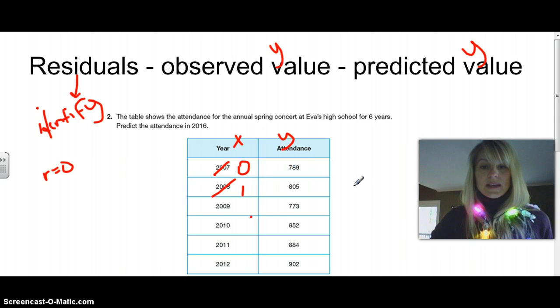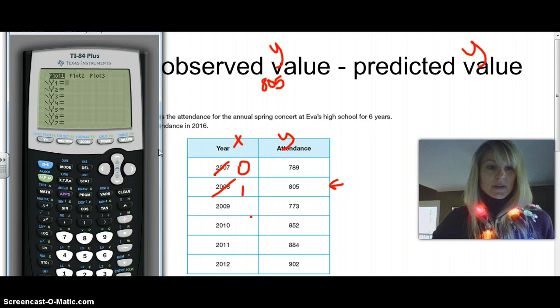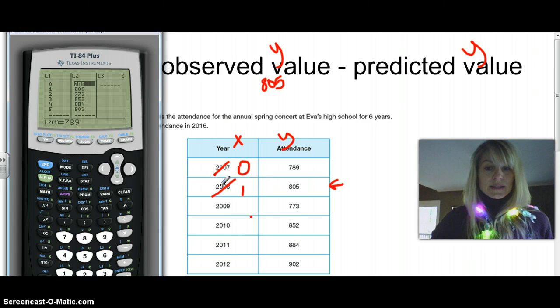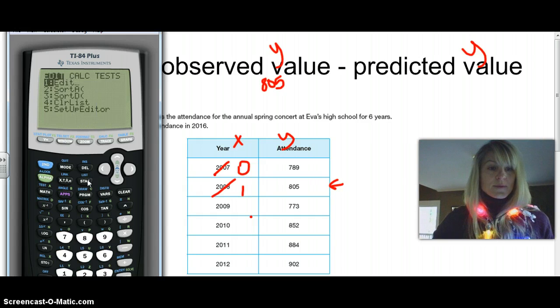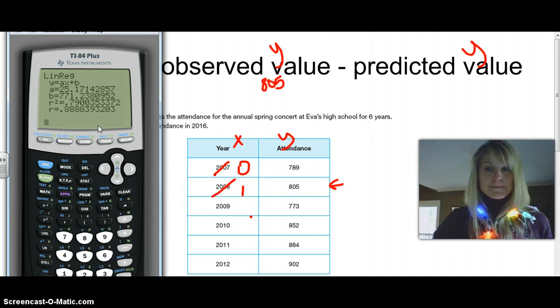So if I wanted to look at this, 805 is my observed value of the y. Now if I want to find the predicted value of the y, I need the linear equation. So you want to bring your calculator up. You might want to pause the video and put in this data as I have here so you're ready to go, so you can do it with me. To get the predicted value, we need to get the linear regression line. That would give us this right here.